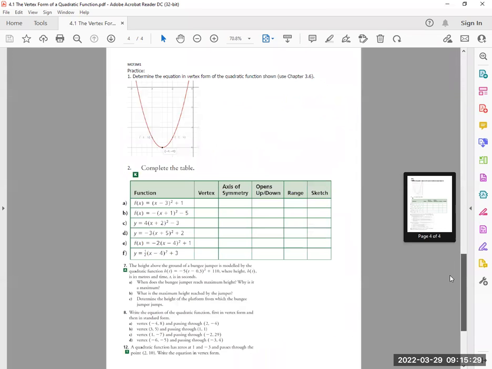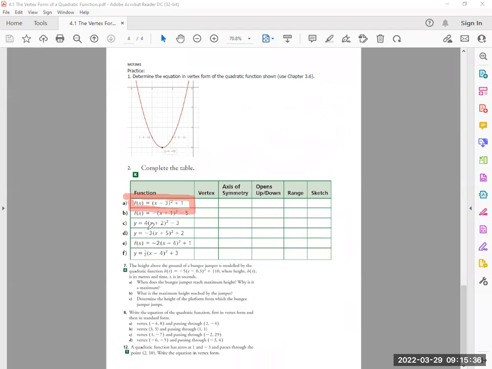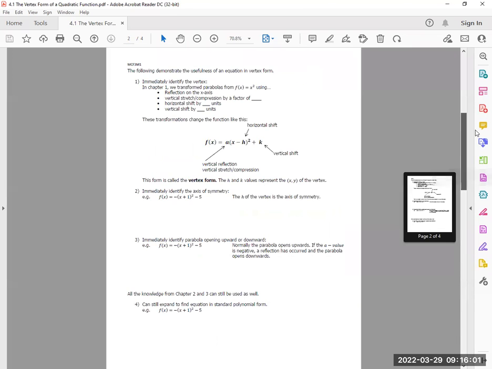My final goal for today, at the very last page, is for you to be able to take an equation, automatically figure out the vertex, figure out the axis of symmetry, figure out whether it opens up and down, sketch it very, very briefly, very, very roughly, and tell me what the range might be. So I'm going to do some of these questions with you as an example so that you won't feel lost. Any questions on where we're headed?